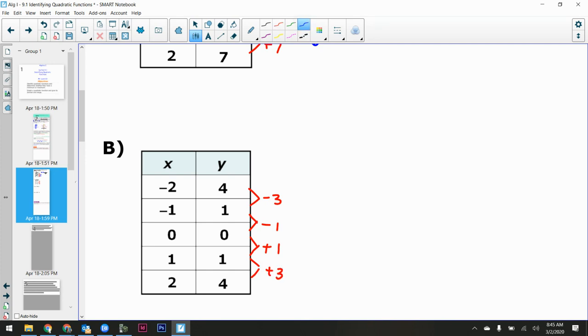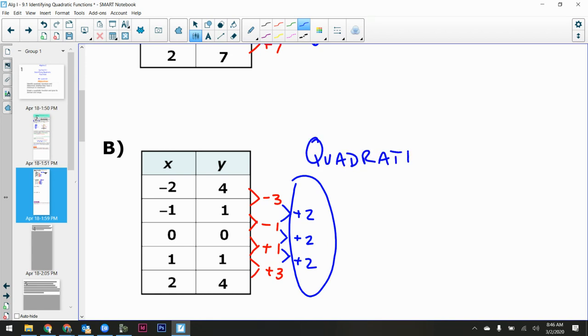Okay, so now let's find my second differences. How much do I change going from negative 3 to negative 1? Plus 2. How much do I change going from negative 1 to positive 1? Plus 2. Positive 1 to positive 3, plus 2. What do I notice here? Constant. So we can say that yes, indeed, it is quadratic. Okay, so given a table, you can tell whether something is quadratic by the second difference test.